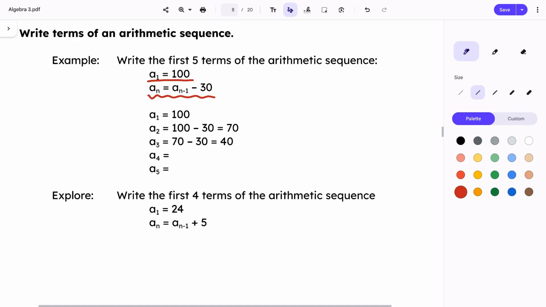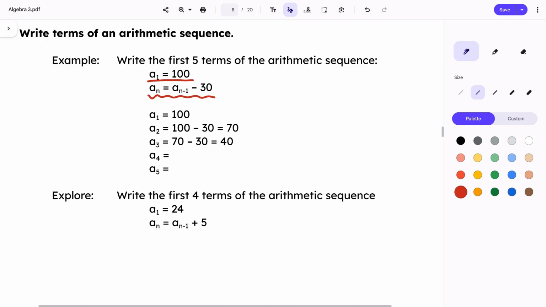So it says a sub n. That would be for any term or any number of terms that I wanted to maybe find. What I'm going to do is take a sub n minus 1, so the previous term that we found. That's going to be kind of like using the recursive formula that we talked about in that first section. And then it looks like they're subtracting 30.